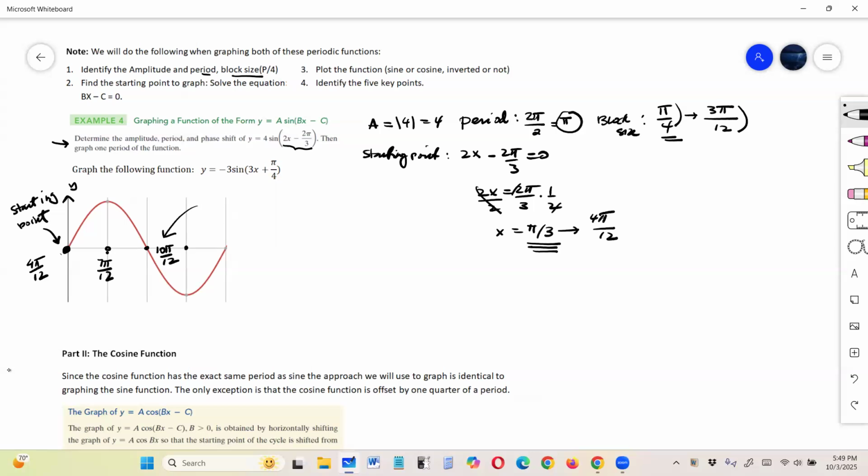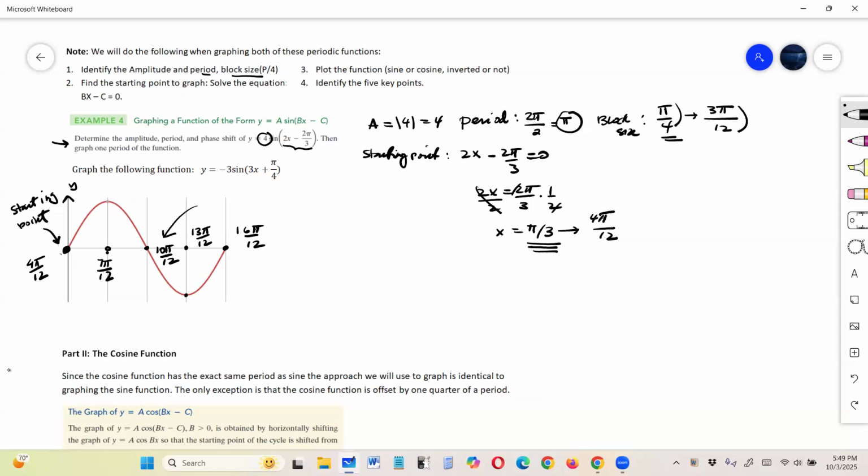The next point is 3 pi over 12 away. So 13 pi over 12. And the last one is 16 pi over 12. So we're almost done, right? I got all the 5 points. All I have to do now is make sure that the amplitude is reflected on the graph.